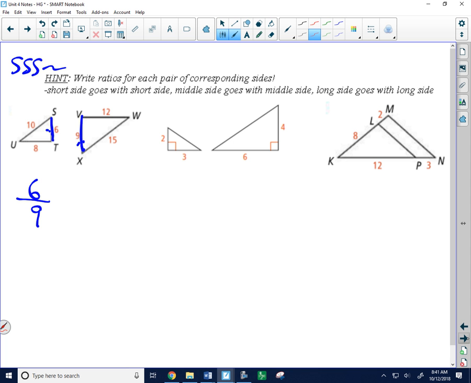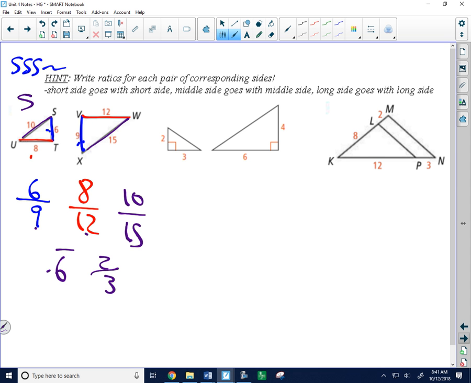Let me do the others and we'll reduce. So if I go to the medium length side, 8, that has to go with the middle side there, which is 12. And then 10 must go with 15. Are those the same ratio? Same number? Yeah, and so they are. You either put them in your calculator, it would be 0.6 repeating, or you could reduce it as a fraction to be 2/3 for all 3. So this one is, yes, SSS similarity.